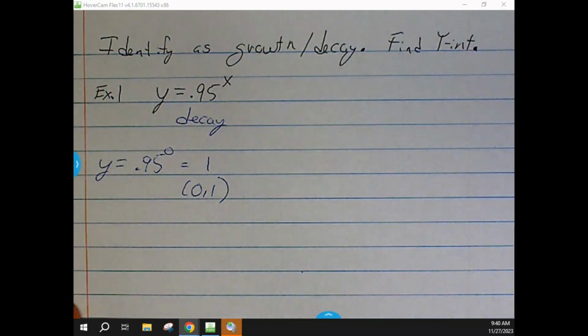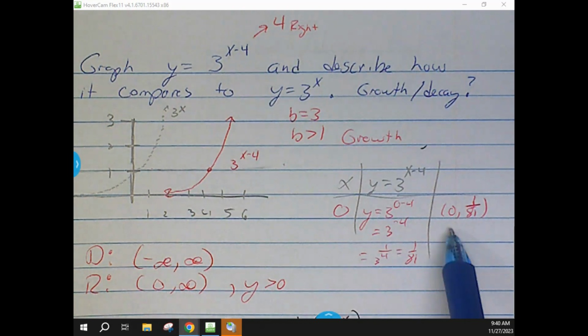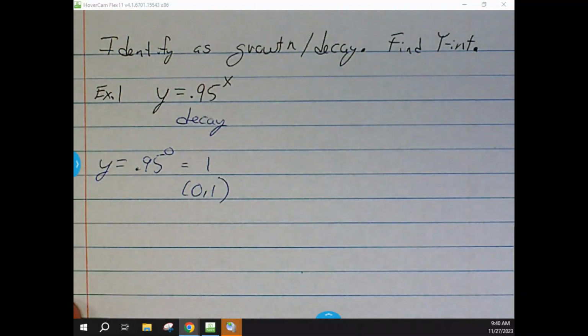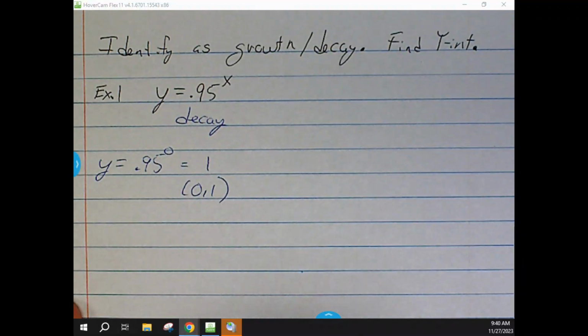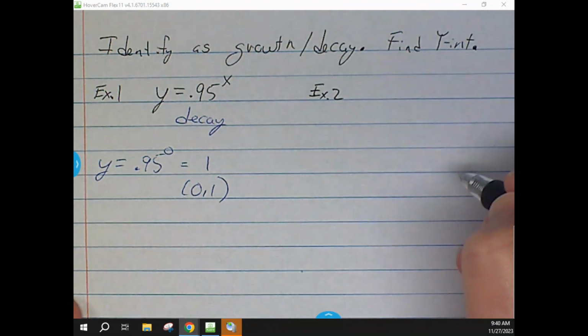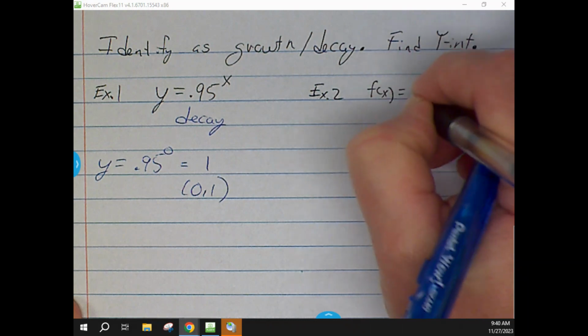Not necessarily, because you remember the problem we had back here when we did this one. This y-intercept was at 0 and then 1 over 81 because we wound up moving it left and right. So if you do some transformation stuff, the answer may not necessarily be at (0, 1). The initial part of it might be that way, but when you move some things around, it might change just a little bit.